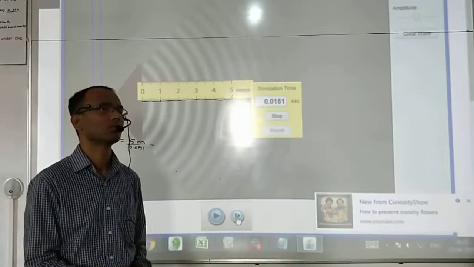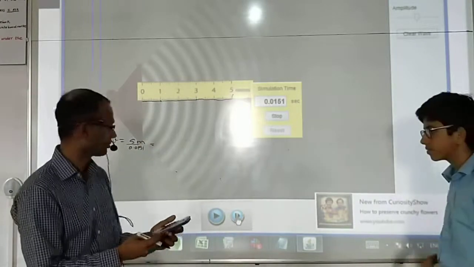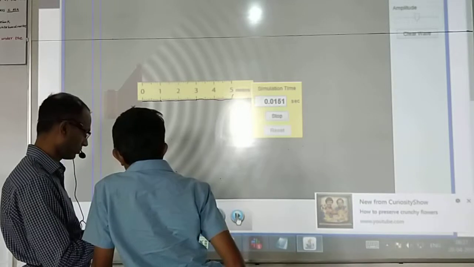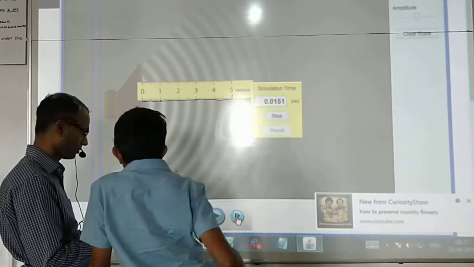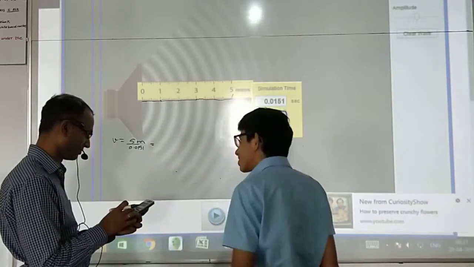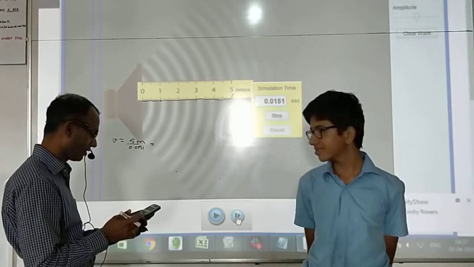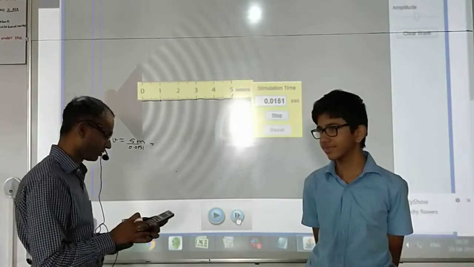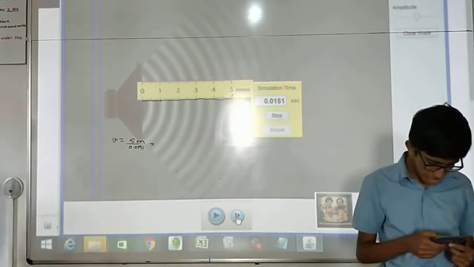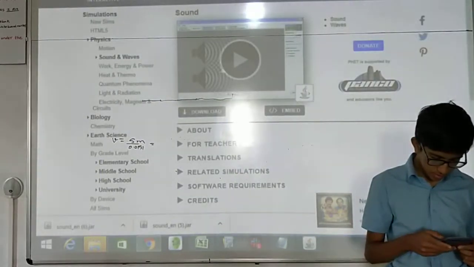Okay, what is the value? Not calculated. 5 divided by 0.0151. The calculator. Oh, how to change that mode? Okay, take it away. Anyone has a different calculator or something? Sir, Google.